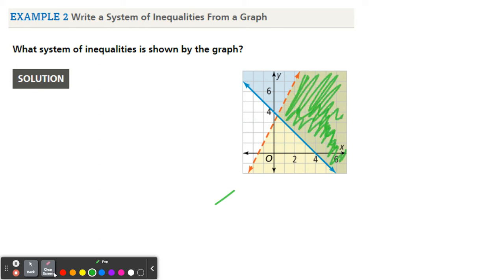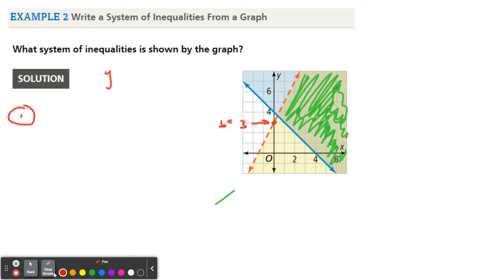So the question is, what would be the two inequalities that make this system? Well, let's go with the red line first. According to this red line, I have a y-intercept right there at what I think is 3. So there's your b value. So b equals 3, right?